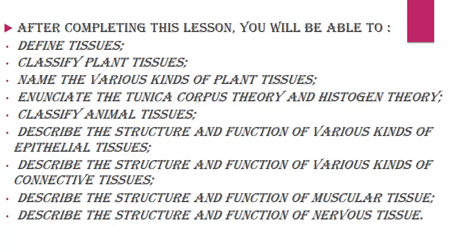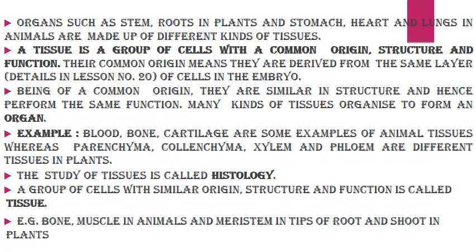After completing this lesson, you will be able to define tissues, classify plant tissues, name the various kinds of plant tissues, the tunica corpus theory, histogen theory, and animal tissues: epithelial tissue, connective tissue, muscular tissue, nervous tissue, etc. Organs such as stem and root in plants and stomach, heart and lungs in animals are made up of different kinds of tissues. Tissue क्या है?